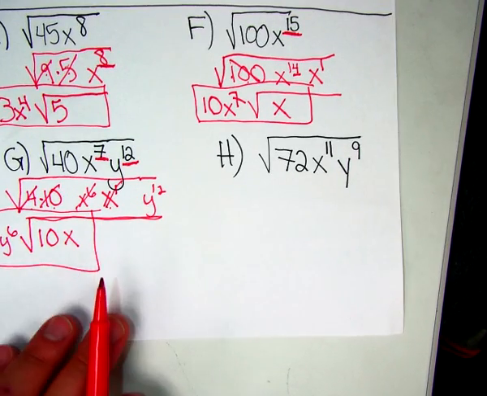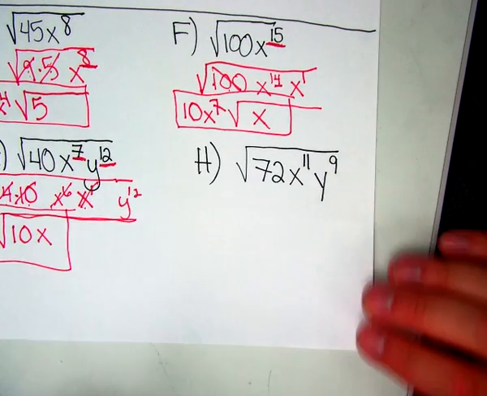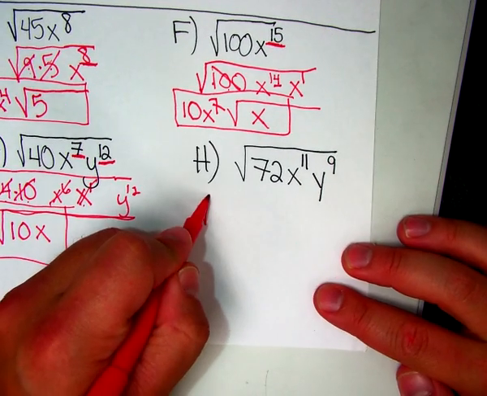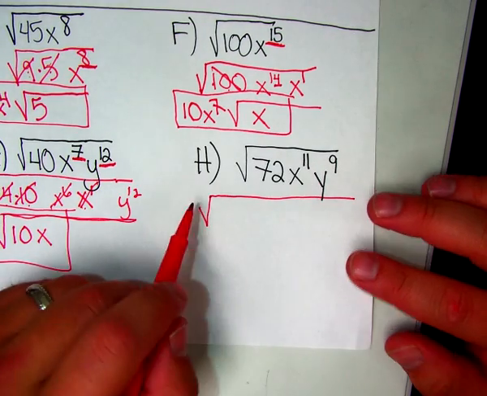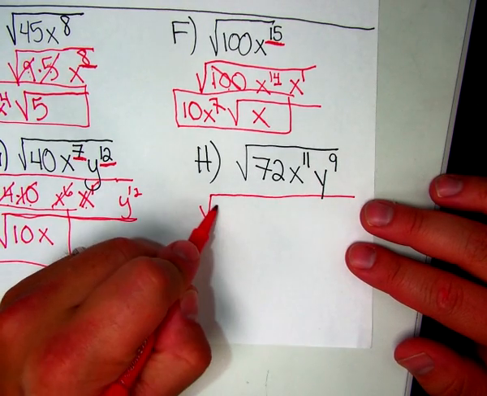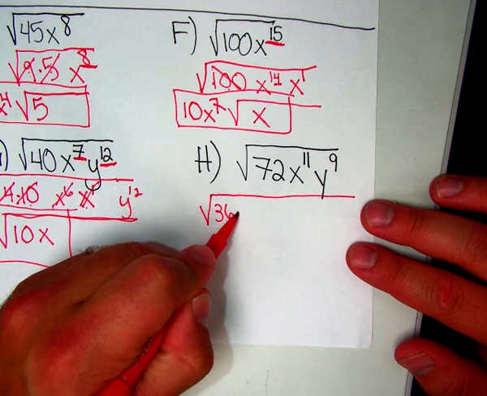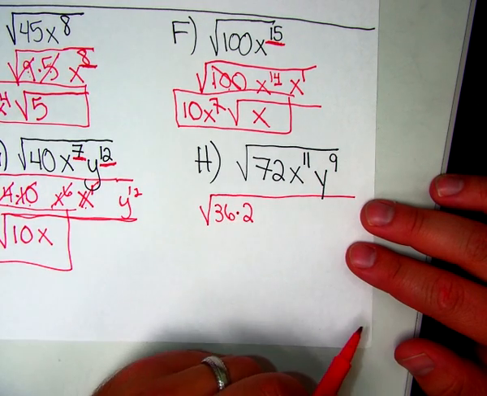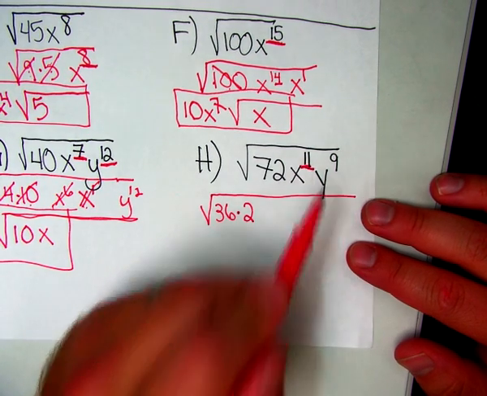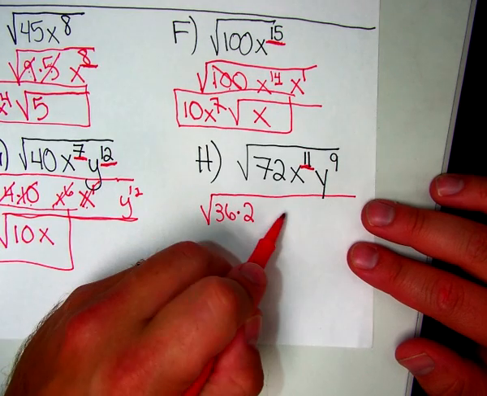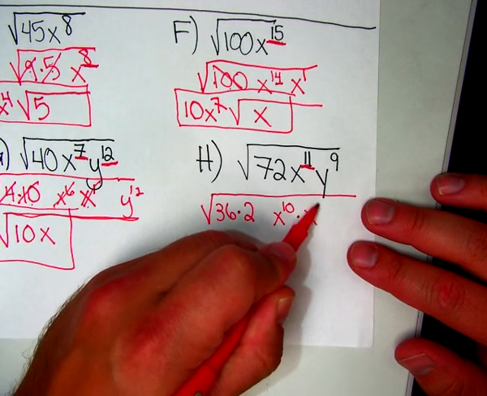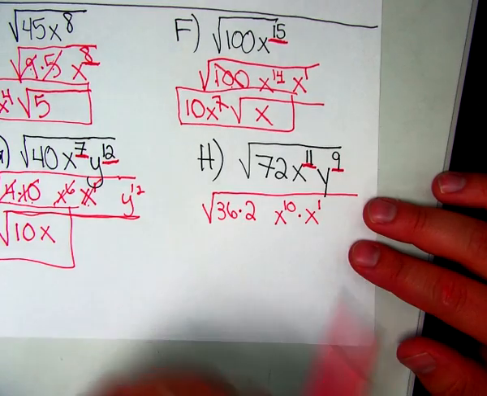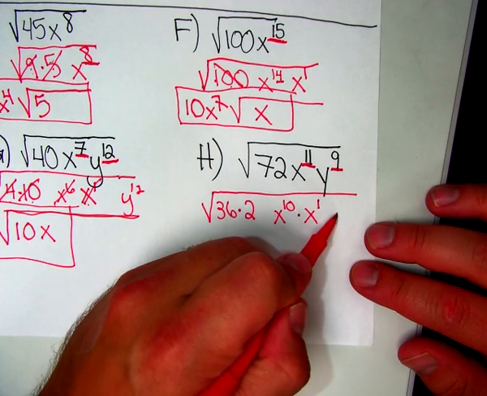And our last one. This one's going to be a doozy, so stay with me. 72. Try breaking it up. If we use 2 and 36, it'll work out perfectly. 11 is not divisible by 2. So the next smallest number would be 10. 9 is not divisible by 2, so the next number down would be 8.